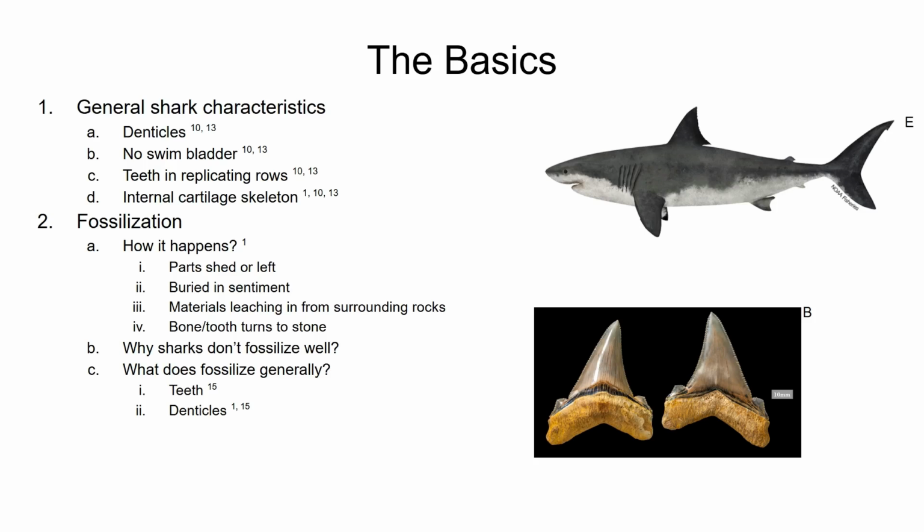First, fossilization occurs in multiple steps. A part shed or left behind by an animal gets buried by sediment. Next, minerals from the surrounding rock leach into the bone or tooth, and finally the bone or tooth turns to stone. As for sharks, a shark's cartilaginous skeleton rarely fossilizes.